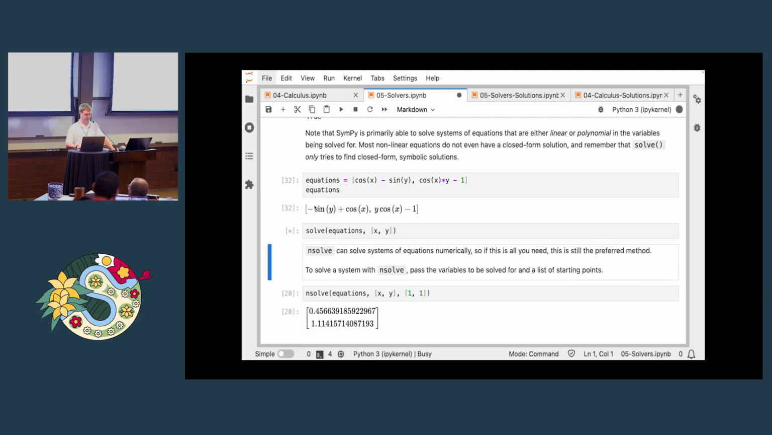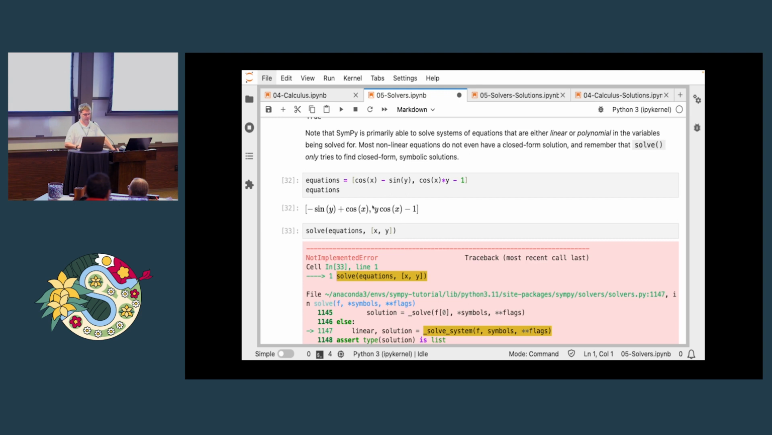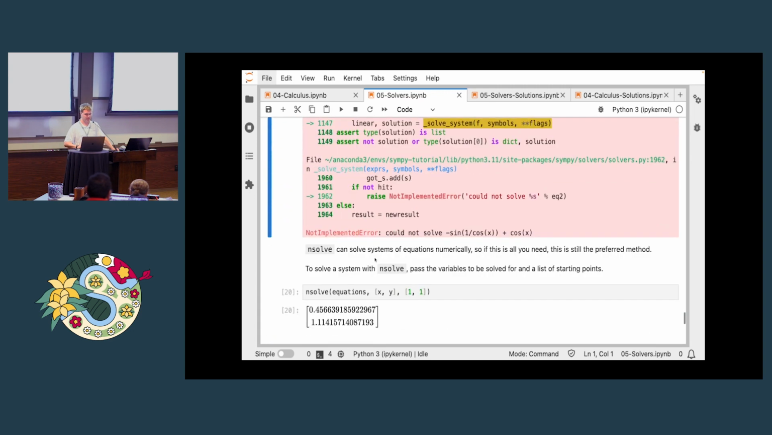So for example, if I take this system of equations, I have no idea if this system has a closed form solution or not, but Solve gives us a not implemented error. And whenever you see not implemented error in SymPy, it means that there's nothing implemented to do. It means you have to try something else. Or it could also mean that it just doesn't have an answer. Or it could mean that there's an answer, but it's not implemented yet.